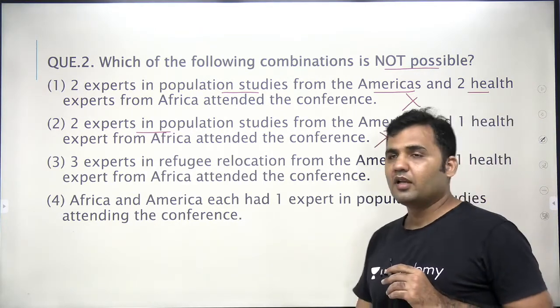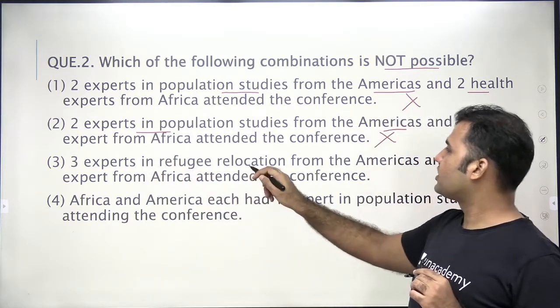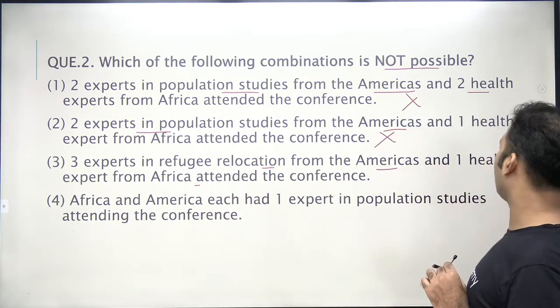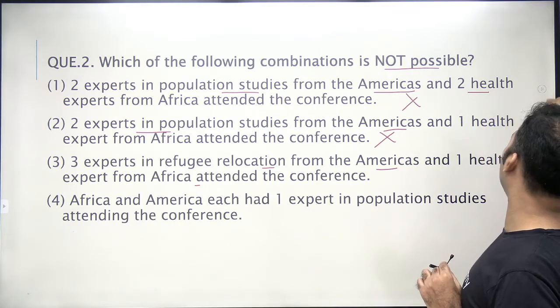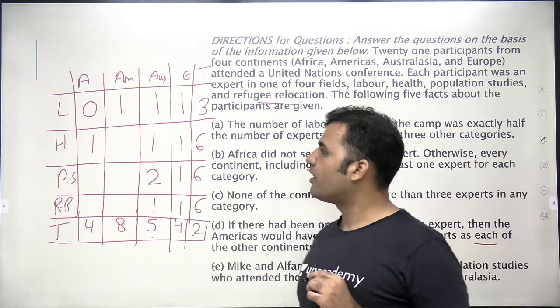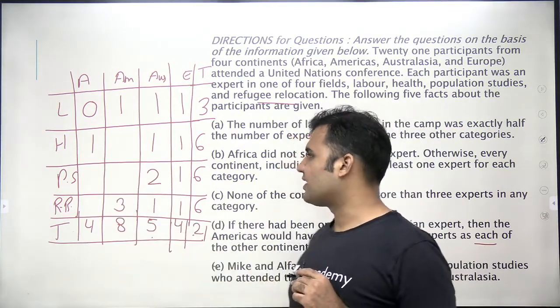Okay, now let's look at option number 3. 3 experts in refugee relocation from America and 1 health expert from Africa. Okay, let's go back to the option. 1 health expert from Africa and 3 refugee relocation from America. Is it a possible option?